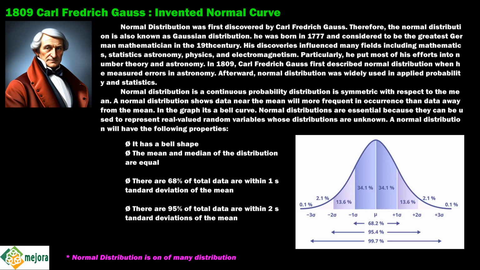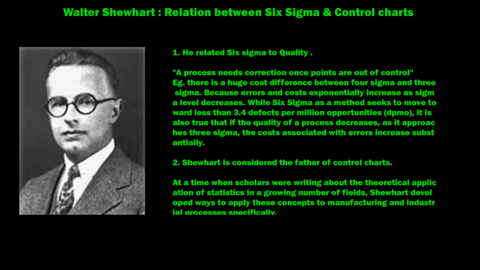Let's now understand what is the relation between Six Sigma and control charts. Walter Shewhart first identified the relation between Six Sigma and control charts. He had fundamentally two ideas. One, what is the relation of quality and Six Sigma? Second, how to relate all this to control charts. He understood and he shared as well that a process needs correction only for those points which are out of control, that is beyond Six Sigma, as shared in the last slide.